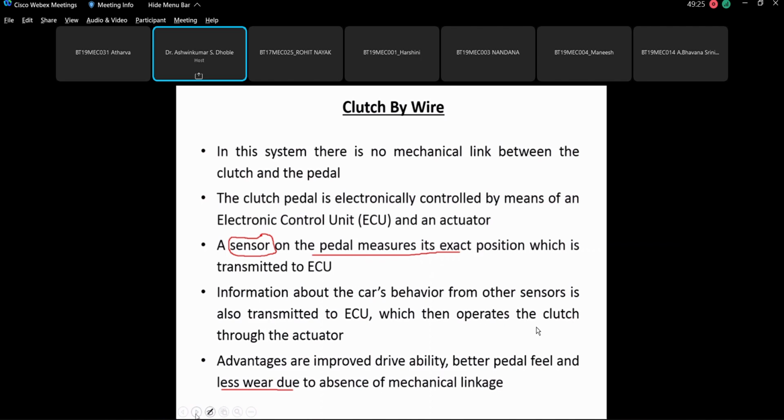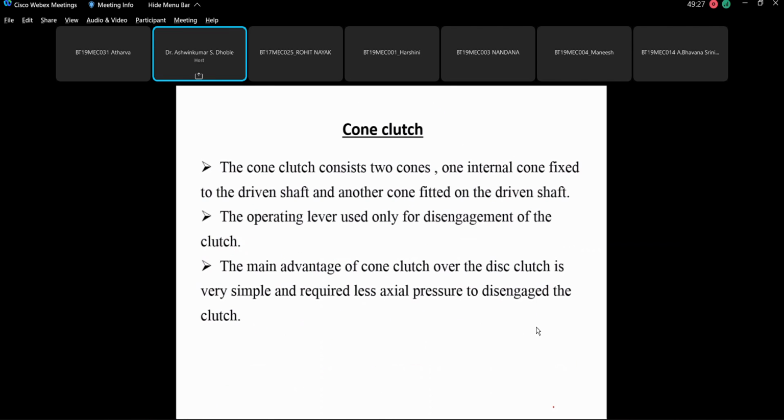So shifting now, we will be discussing the cone clutch. Now the cone clutch consists of two cones, one internal cone fixed to the driven shaft and another cone fitted on the driving shaft. It has to be there, and then this you need to correct.